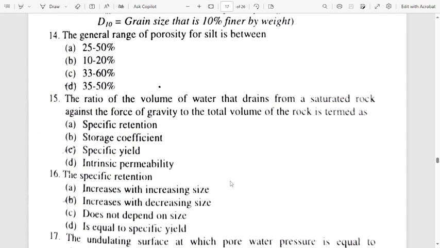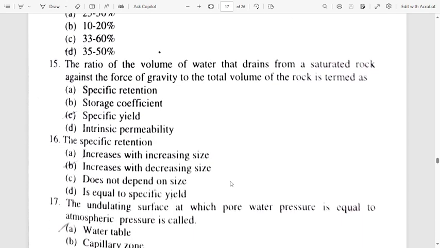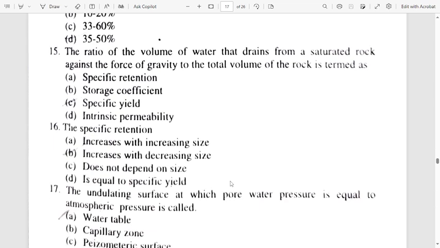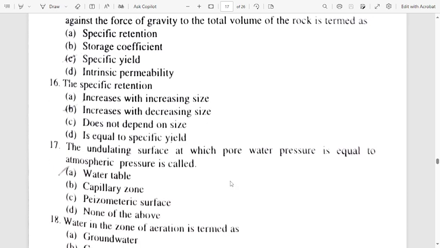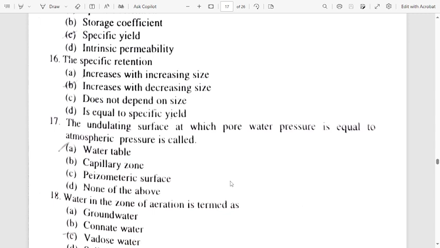The ratio of the volume of water that drains from a saturated rock against the force of gravity to the total volume of rock is termed as specific yield. The specific retention increases with decreasing size. Yeah, because permeability reduces, right? You remember SSC, sand, silt, clay. So while going down to clay, the grain size decreases, permeability reduces, and porosity increases.